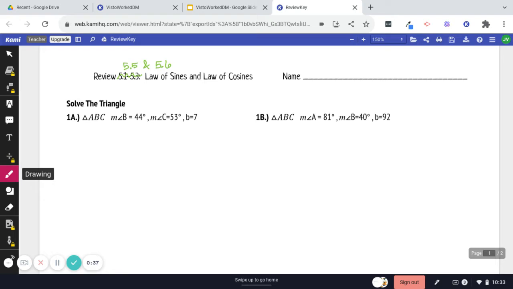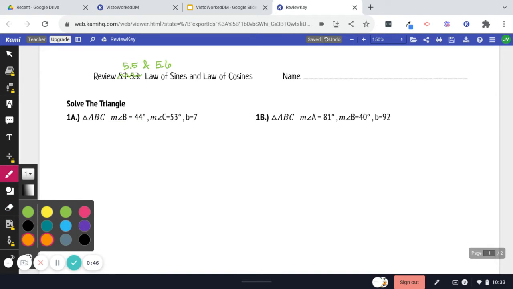So in this very first one, we are supposed to solve, which means find everything. So this is angle B, and this is side B. So immediately we know that we've got a complete pair. So I'm going to go sine 44 over 7. Now angle C is 53. I'm going to go sine 53, and then that will pair with side C.